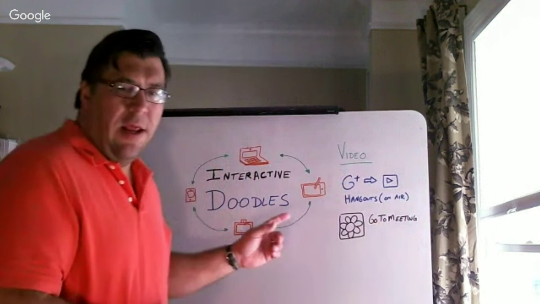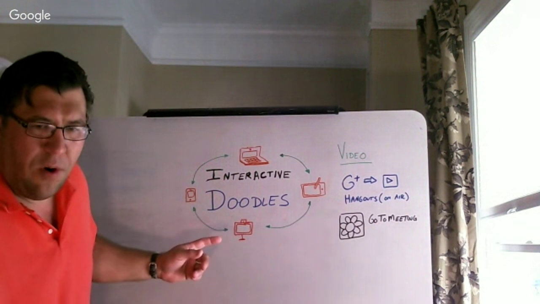Let's now talk about the visual component. So we've talked about some of the tools for meeting together: phone, Google Hangouts, Google Hangouts on Air, and then GoToMeeting. But how do you add the visual component? Well, you've seen the first part of that, and that's using a whiteboard.